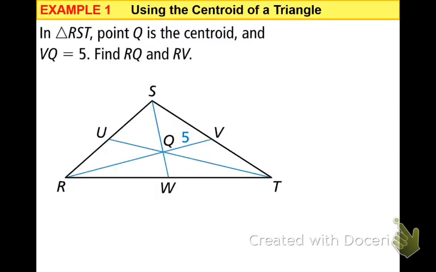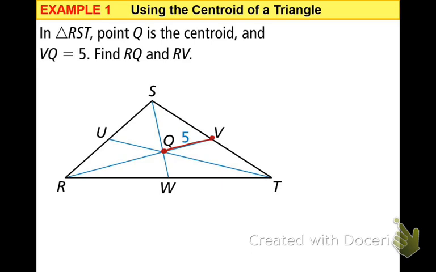Centroid problems, this is more so what you'd be seeing. Point Q is a centroid, and VQ is 5. So does VQ look like the 1/3, 2/3, or the whole line? 1/3. It looks like the 1/3. So we can do a couple of things. We know that VQ is 1/3, which makes QR the 2/3.